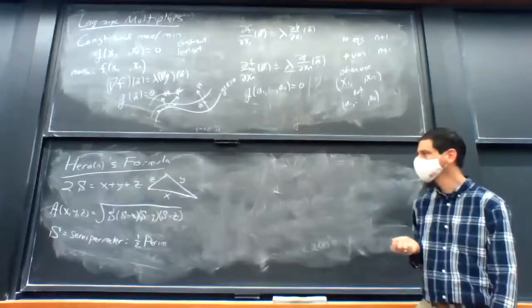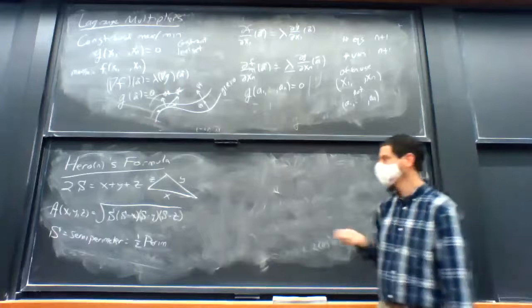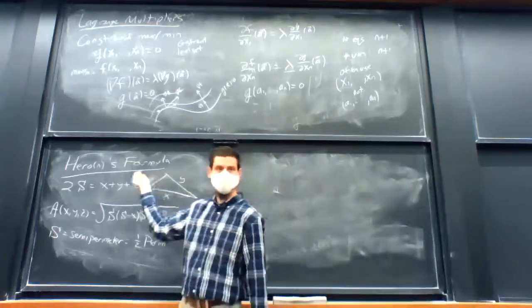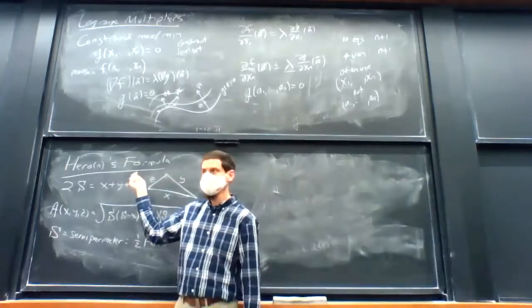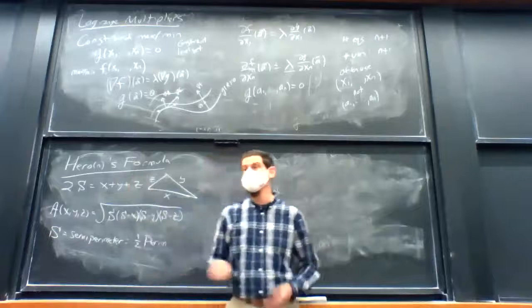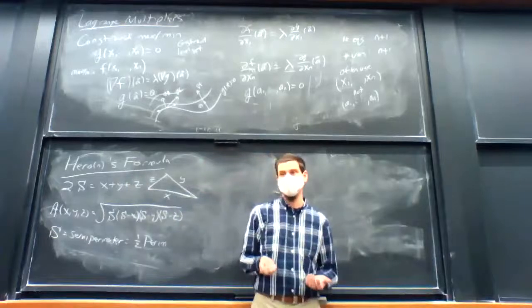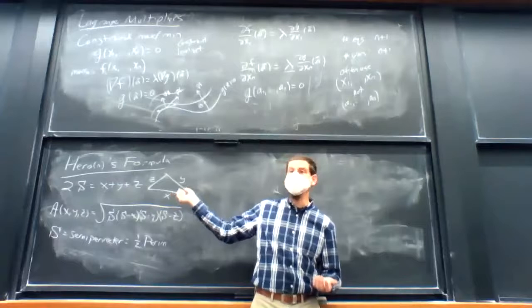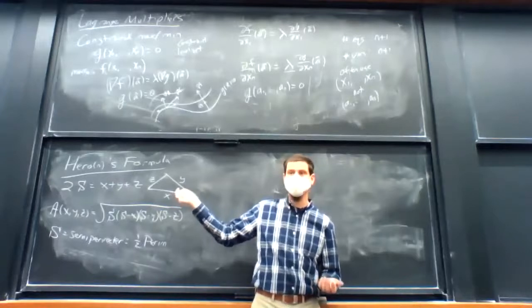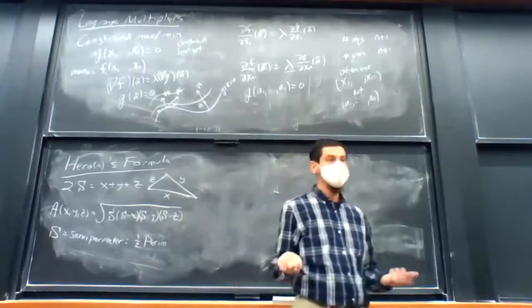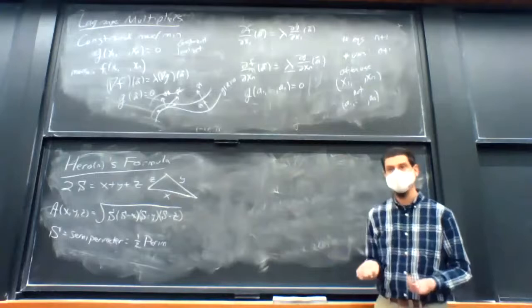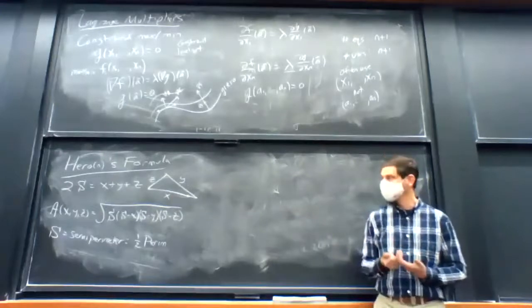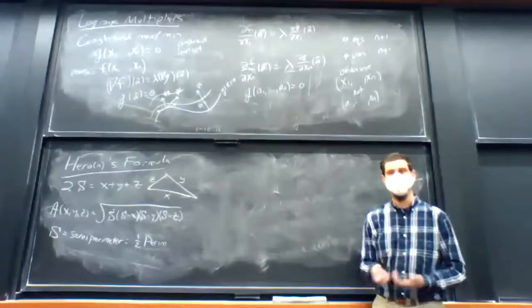What if the perimeter of the triangle was 3? Could I just divide x, y, and z by 3? Instead of measuring things in feet, I'm measuring things in yards. Or if I have 100 for the perimeter, I could divide everything by 100 and measure things in meters rather than centimeters. So without loss of generality, if you want, you can assume S equals 1.